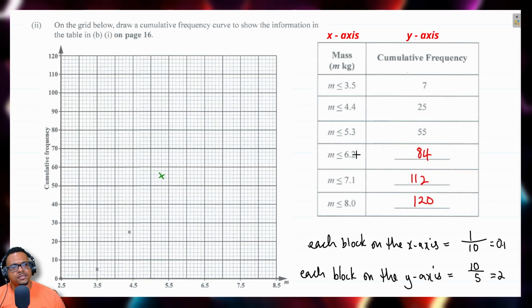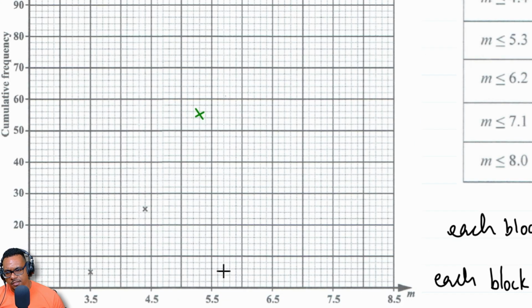So now we're plotting 6.2 on the x-axis with 84 on the y-axis. So here's 5.5, here will be 6, see, 6.5, so here's 6. So 6.1, 6.2. So I'll stick to this line here with 6 and go all the way up to 84. So go all the way up to 80 here. So 82, 84, and now I'm going to come across to 6.2, right? So 6.1, 6.2.